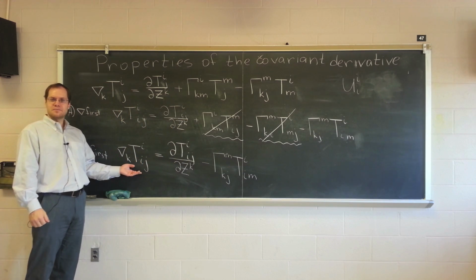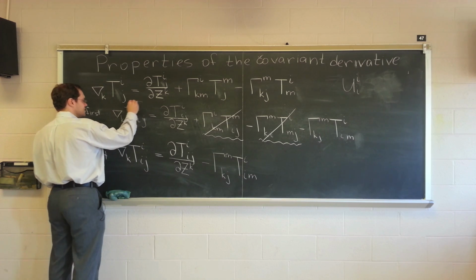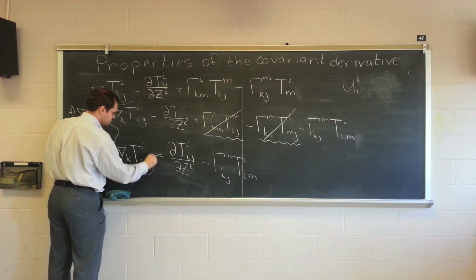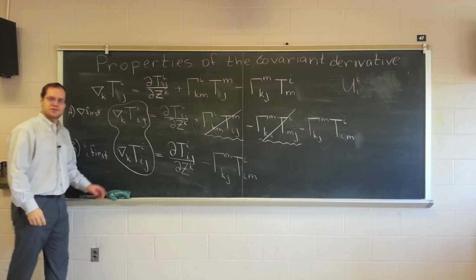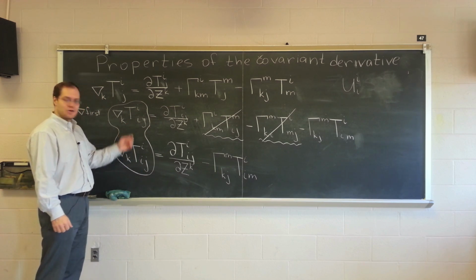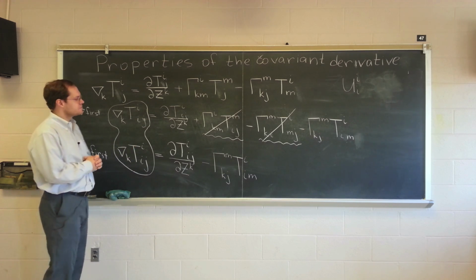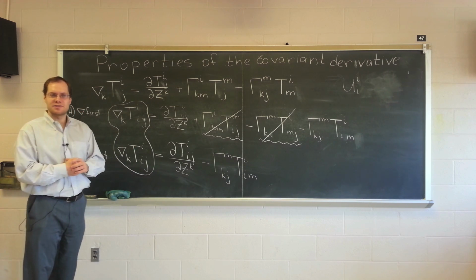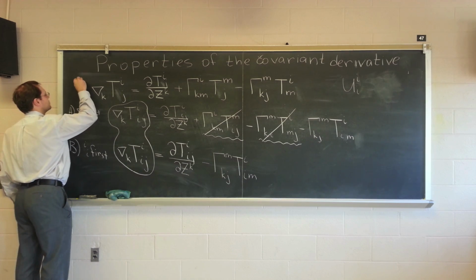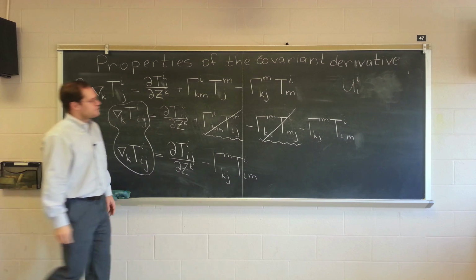And there you have it. The covariant derivative commutes with contraction. Therefore, symbols like this are not ambiguous, or worse yet, contradictory. Because you can interpret it either way, and the result is the same. So that's, what number is this? This was property number 3. Property number 4.